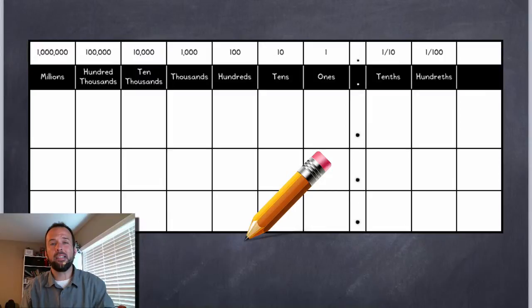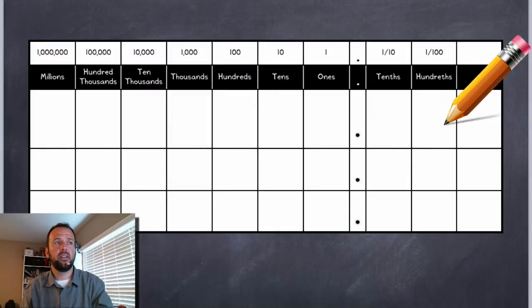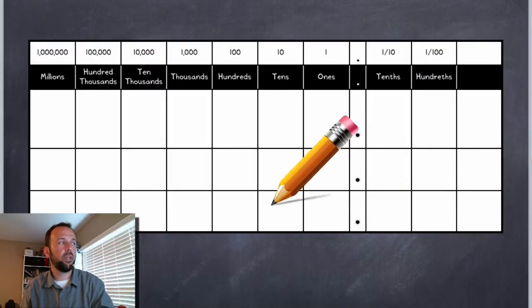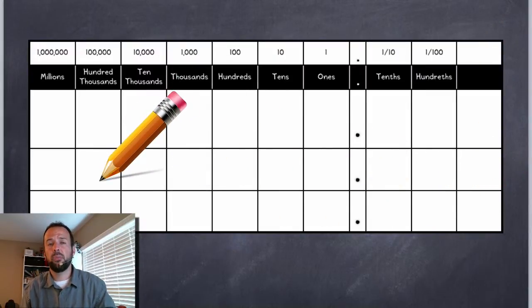So let's start applying some of these things that we know and start building upon them to learn more in depth about the place value chart and see if we can figure out what this last place value here might be. So the first thing I want you to do is on your place value chart, I want you to represent 1 million, okay?